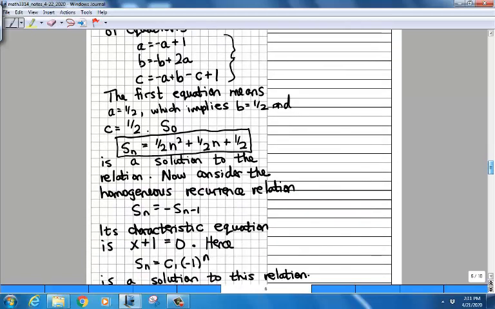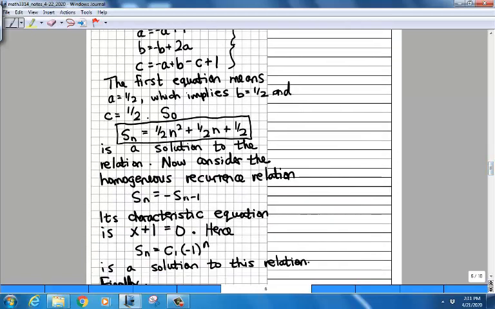When you do that, you get this homogeneous recurrence relation, which is the same as this recurrence relation, right, which is homogeneous because the right-hand side is 0. This has characteristic equation x plus 1 equals 0. And, of course, the solution to that characteristic equation is x equals minus 1.